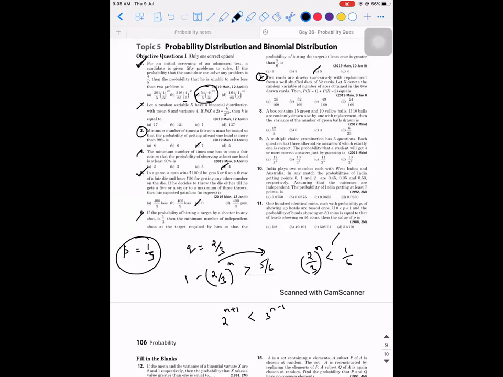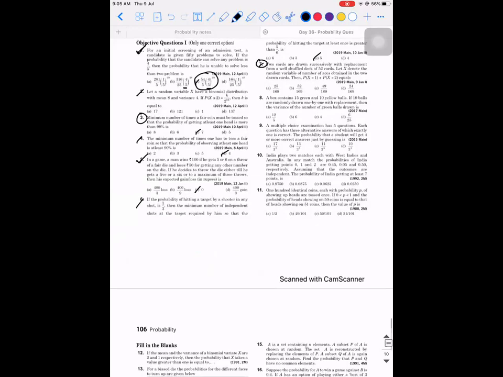Sir, should we also calculate for the failure also, sir? Like 51 by 52 to the whole power. Because here what is happening is they're not telling about the number of turns. You don't know which turn you're getting the ace, so you have to take it into consideration.